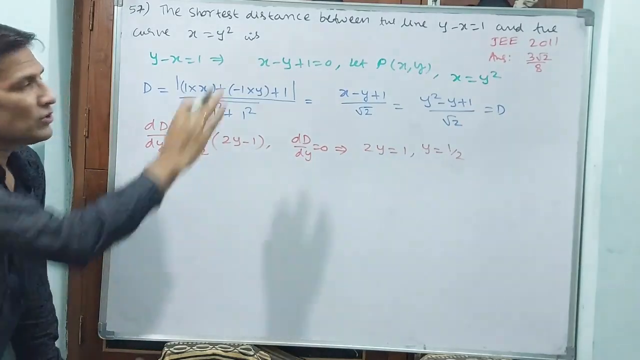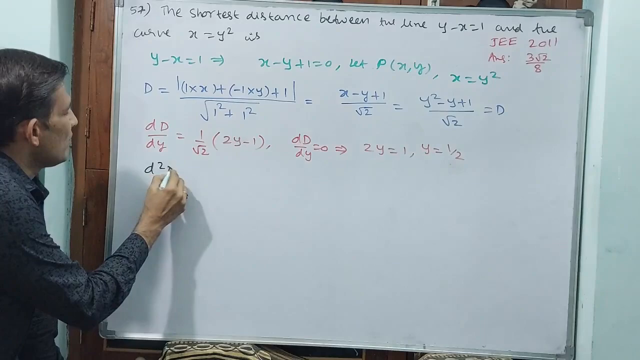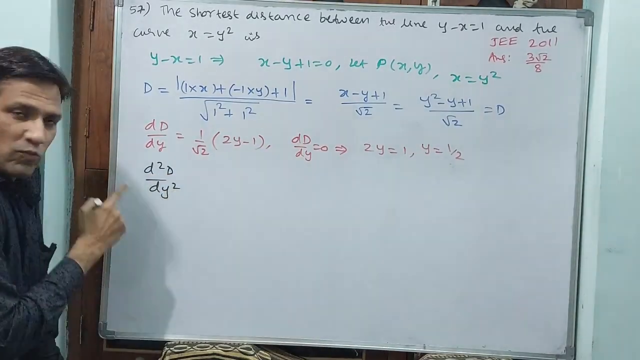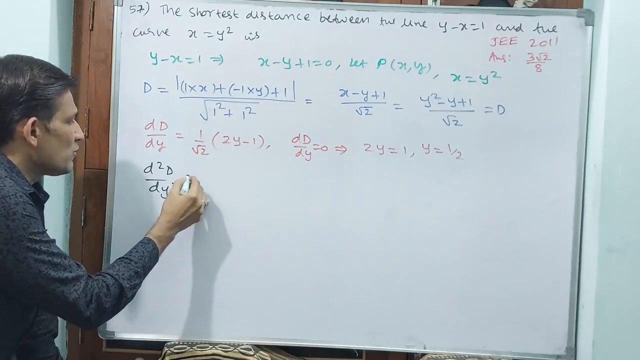But how can we know this is the shortest distance? See, once again I will write: d square D by dy square you have to find. For this to be the shortest, that is minimum, it should be greater than 0.